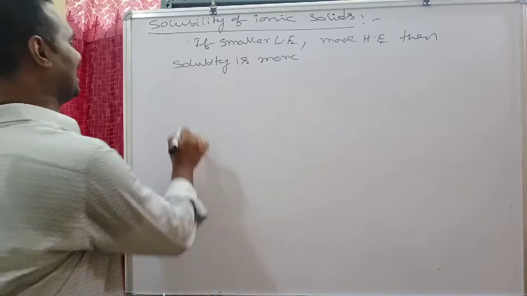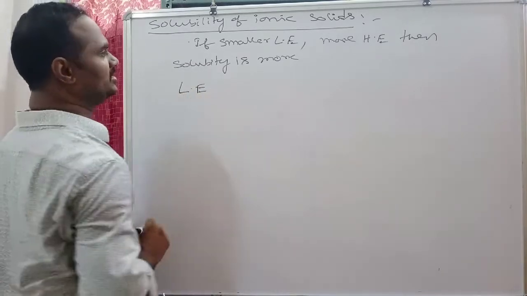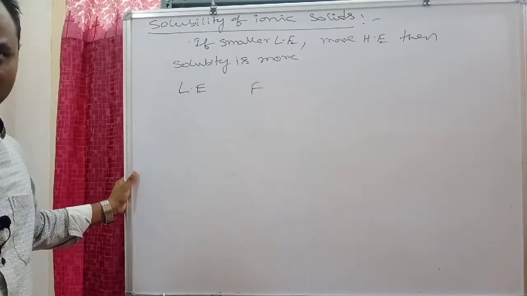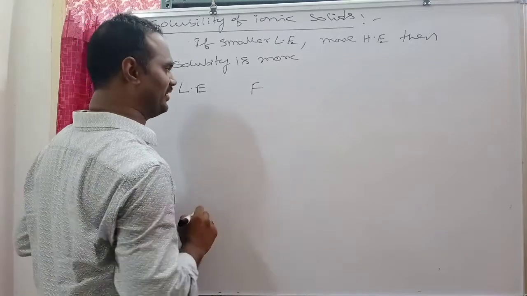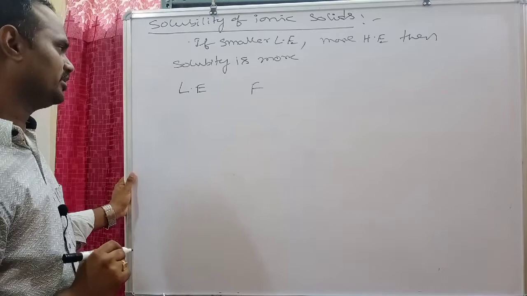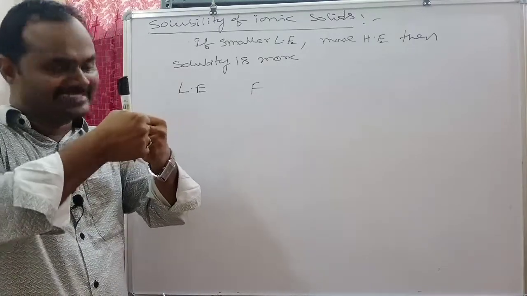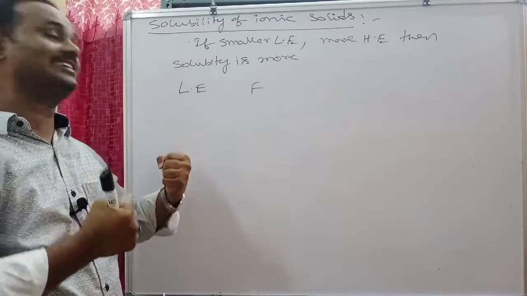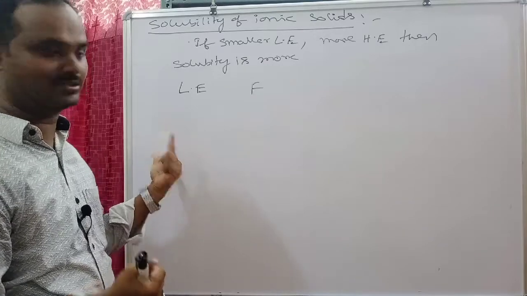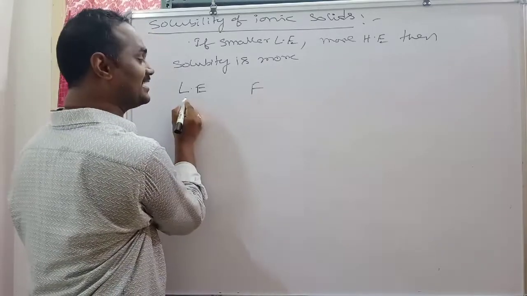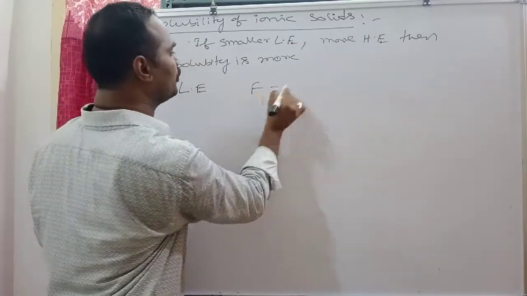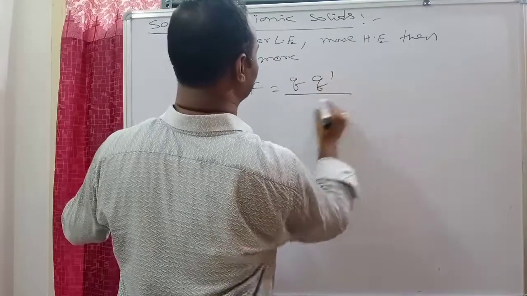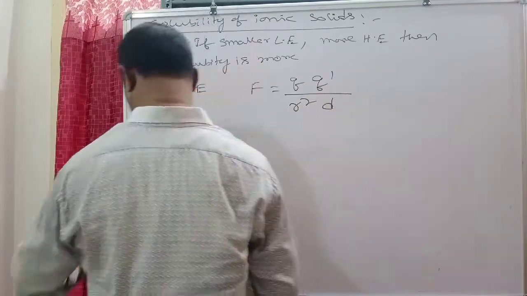Carefully see, this lattice energy mainly depends on the force of attraction between two oppositely charged ions. I denote that force of attraction with F. When the force of attraction between opposite charges increases, they are strongly bonded with each other. To separate those ions, more lattice energy is required. So as force of attraction increases, lattice energy also increases. What is the formula for force of attraction? F is equal to Q dash by R square into D.